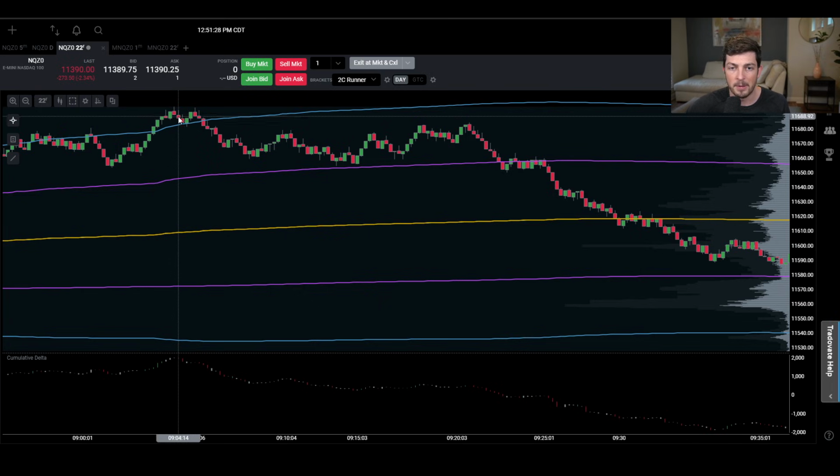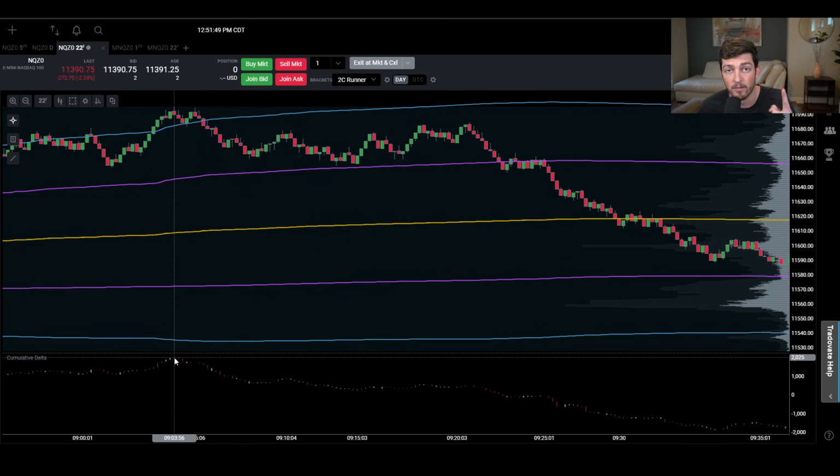So up here, we can see this nice little double top at 11,690-ish. And you can see Cumulative Delta made a nice move with it, right? So Cumulative Delta went up as price was going up. We went down, Cumulative Delta went down, and we went back up, and Cumulative Delta never got back up to where it was originally, which kind of brings in this second idea of things we're looking for.